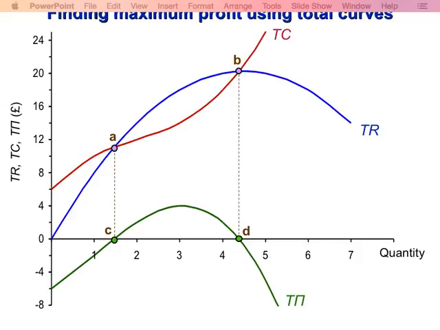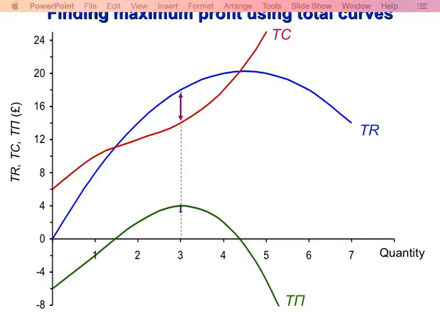The maximum profit is achieved at this point, here, D, C. Let me put this all down, then I'll come back. It's where the gap between total revenue and total cost is the highest. This gap here is the same gap as that one there. The difference between total revenue and total cost gives us the profit, and naturally we want to have the maximum gap between them.